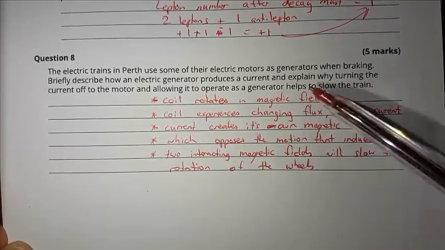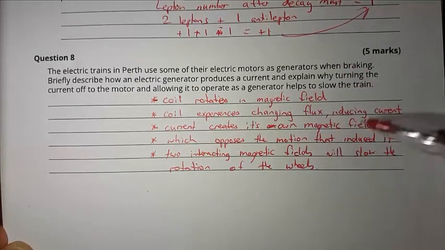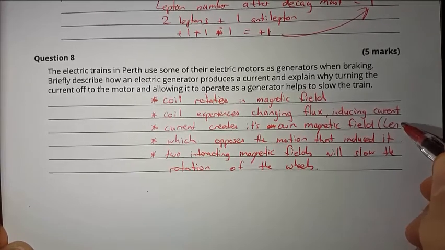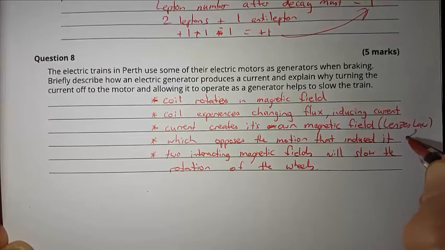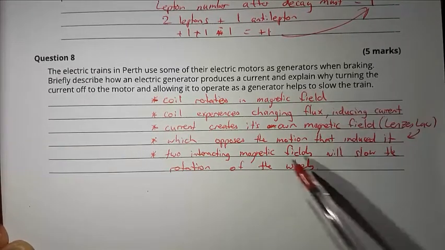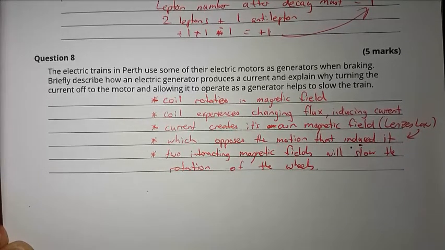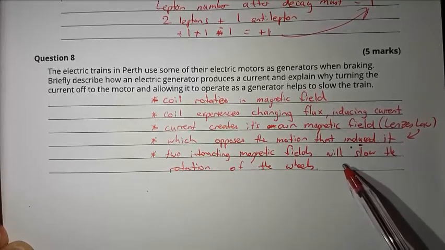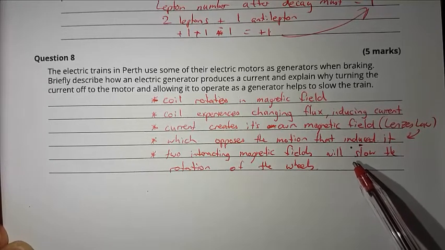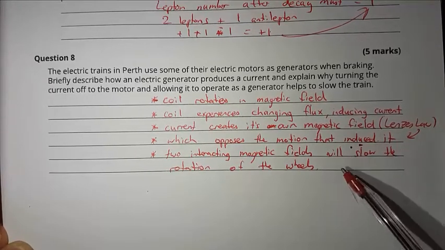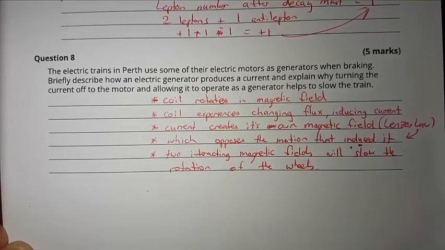That coil will experience a changing flux because it is rotating, and that will induce a current in that coil. And that current in the coil, according to Lenz's law, I should probably write that in there, that should be down here, creates a magnetic field that opposes the motion that actually induced it. When you have these two magnetic fields opposing each other, one from the wheels and one from the permanent magnet, or however it's put together, that will slow the rotation of the wheels. So there's 5 marks, you can get them that way.